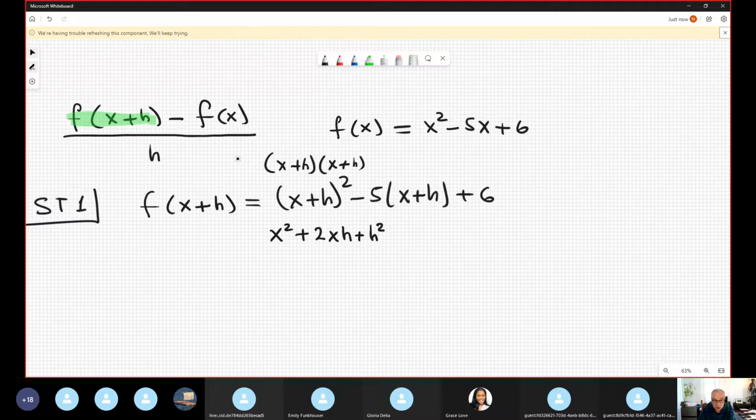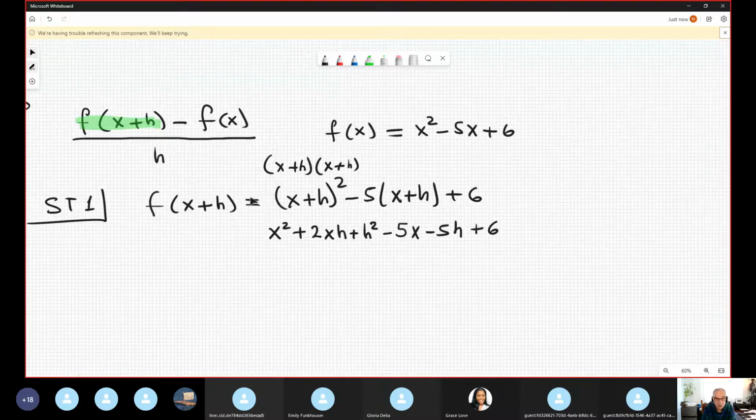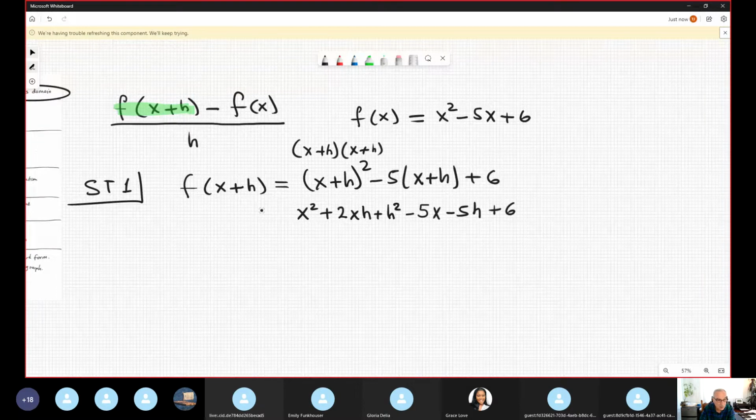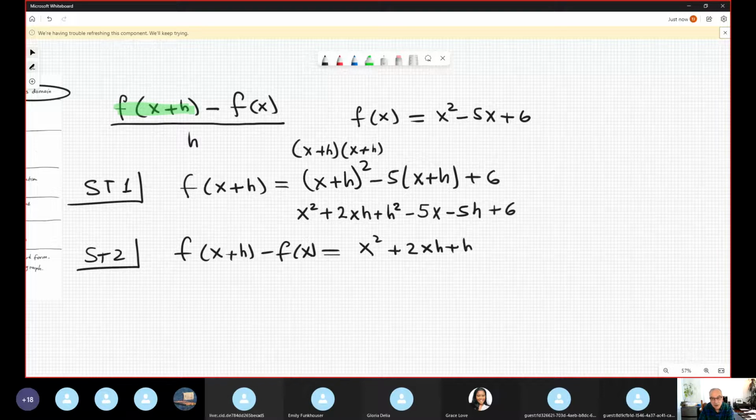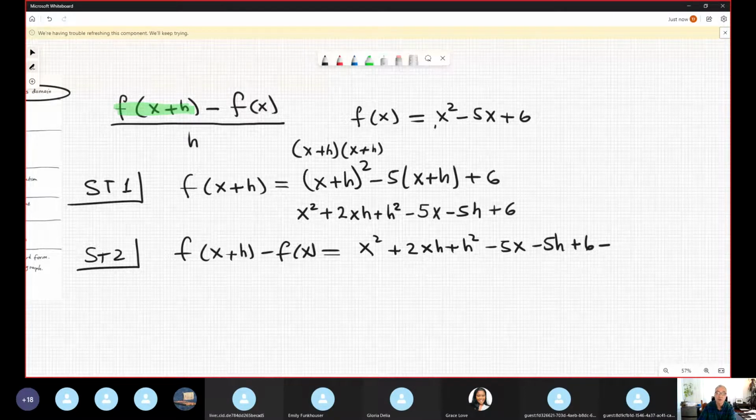Now distribute here because it's a monomial times a binomial. Then minus 5x minus 5h plus 6. Cool. I did step 1. Step 2 is the most important step: a subtraction. This expression I found before minus the original. I copy, bring down x squared plus 2xh plus h squared minus 5x minus 5h plus 6 minus this guy.